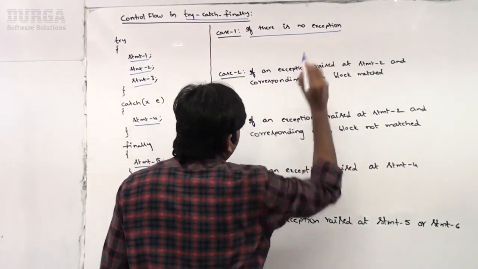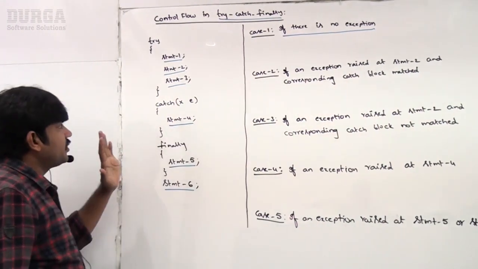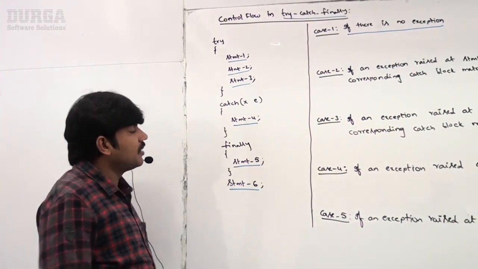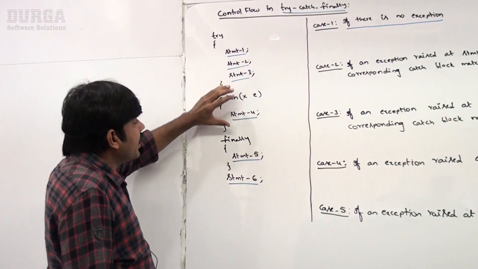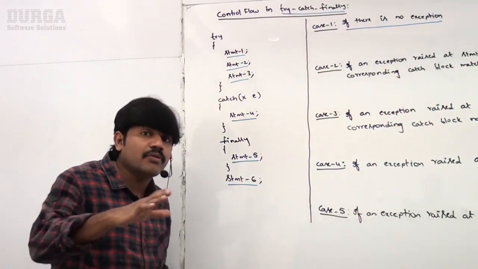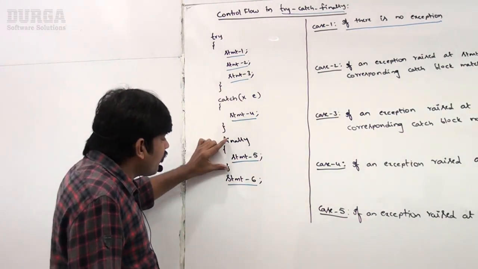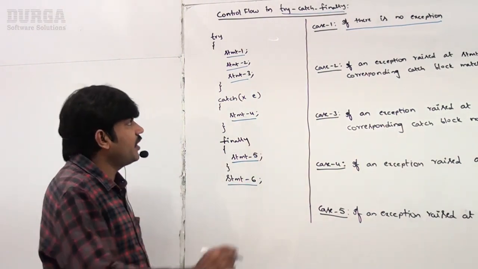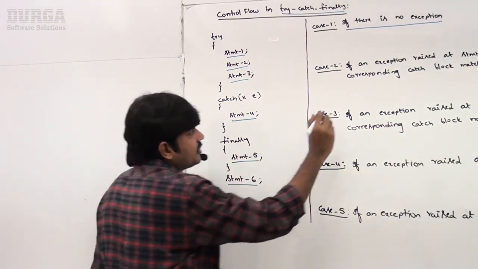If there is no exception, which statements will be executed? I hope you can guess very easily. So 1, 2, 3, these 3 will be executed. The catch block won't be executed because there is no exception. Only if an exception occurs will the catch block execute. Then finally and the remaining statements, it is the normal termination. That's why 1, 2, 3, 5, 6, normal termination.